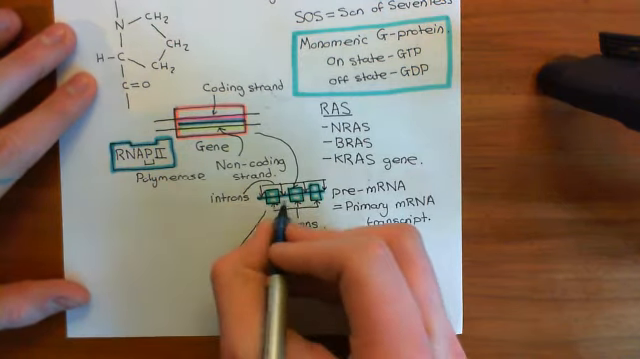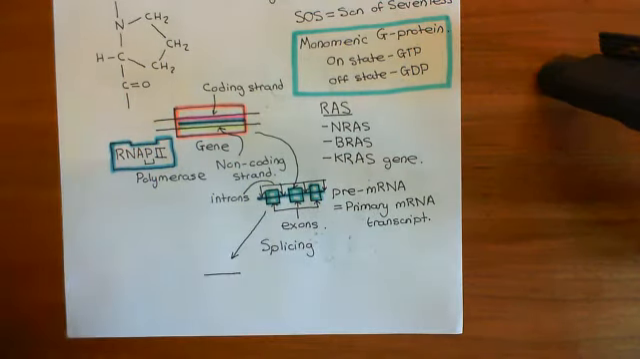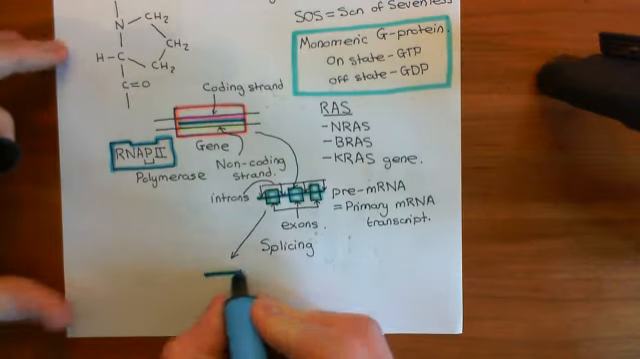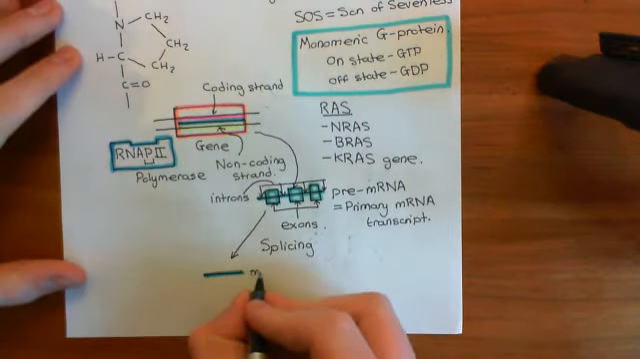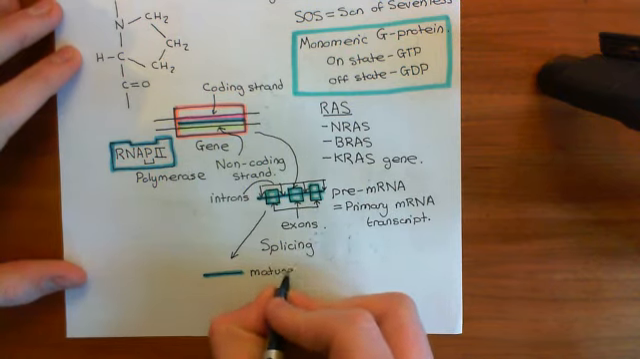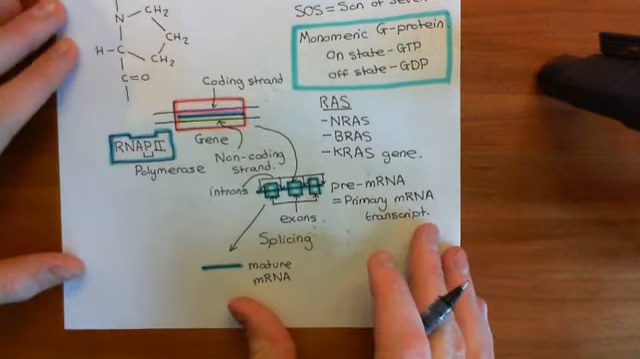So what has to now follow is a process called splicing, in which you cut out the introns that are in between the exons, and then you glue the exons back together, and what you end up with is a piece of mRNA that is much shorter than the original pre-mRNA, and this is known as a piece of mature mRNA.